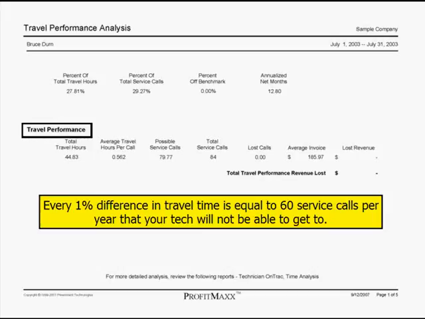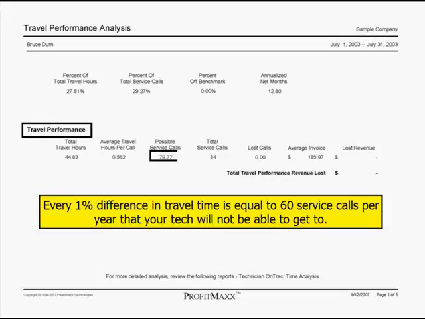Now let's take a look at the travel performance section of this report. The total travel hours is the total number of hours the technician spent in travel for the period of this report. We can see that Bruce spent 44.83 hours behind the wheel during this month. The average travel hours per call is the benchmark for service calls expressed as a decimal of an hour. This is calculated by taking your two best travelers and averaging their time. This then becomes the benchmark for the whole team. Our benchmark is 0.562, or just over 30 minutes per call.